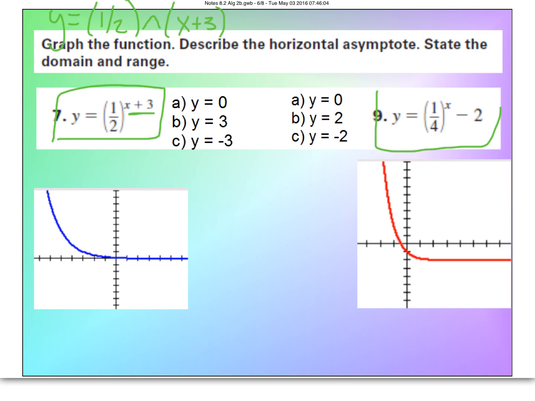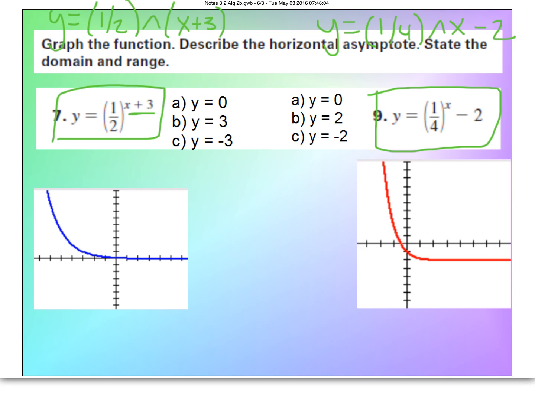For number 9, to put this one in the calculator, be careful at the y equals prompt. Do in parentheses 1 divided by 4, caret key x. That -2 has nothing to do with the x, so don't put it up there. So you would type it down below. And these are the two graphs.